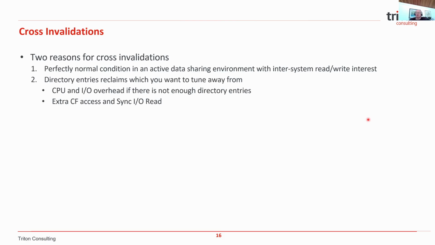So what happens is the coupling facility control program tries to steal a directory entry associated with a page which is read-only. Now, when a directory entry has to be reclaimed, that's going to result in extra CPU and I/O overhead, extra access to the CF, and synchronous I/O reads as well. That may mean that, having read a page into the buffer pool, because the associated directory entry is reclaimed, the page has to be reread into the group buffer pool.